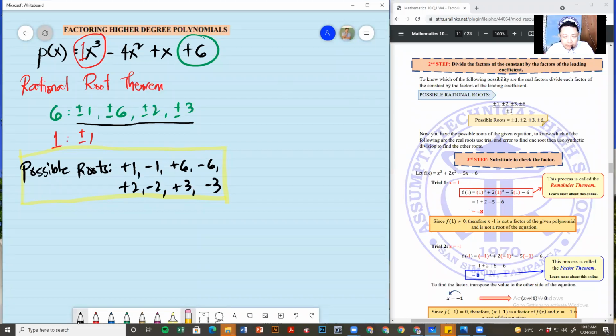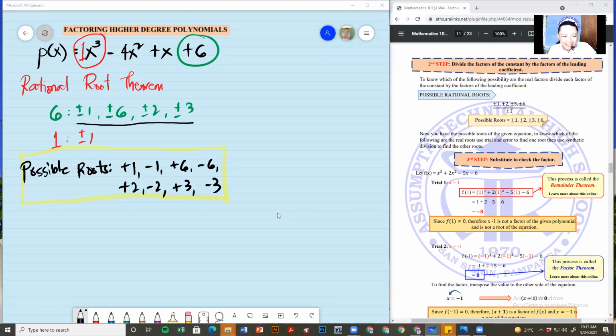at hindi siya pwedeng gamitan ng mga paraan sa, for example, the factoring by grouping, what we can do now is to do the rational root theorem. So we already have listed the possible roots: 1, -1, 6, -6, 2, -2, and 3, -3. All we have to do is to do the trial and error by using the remainder or the factor theorem. Ready? Are you still familiar with that? Let's just do this.